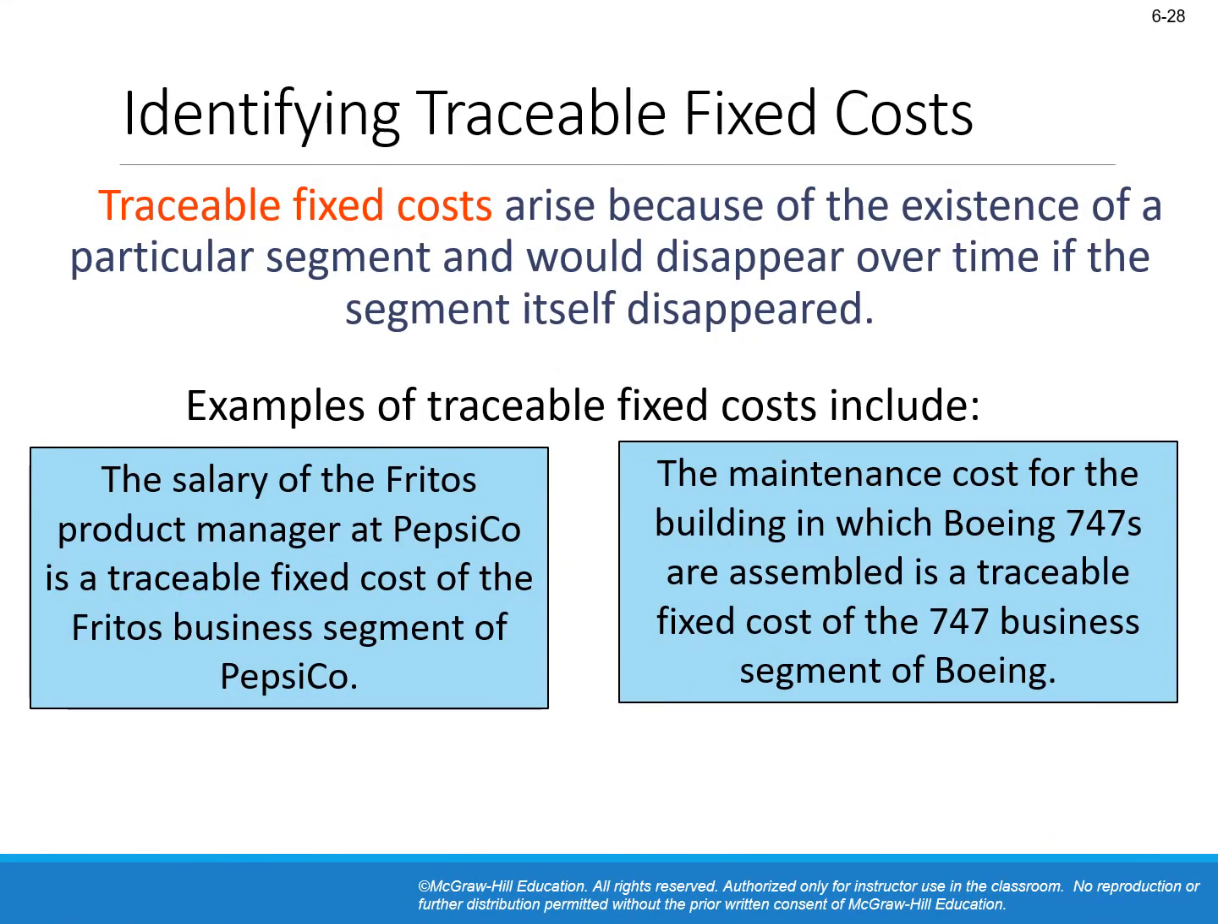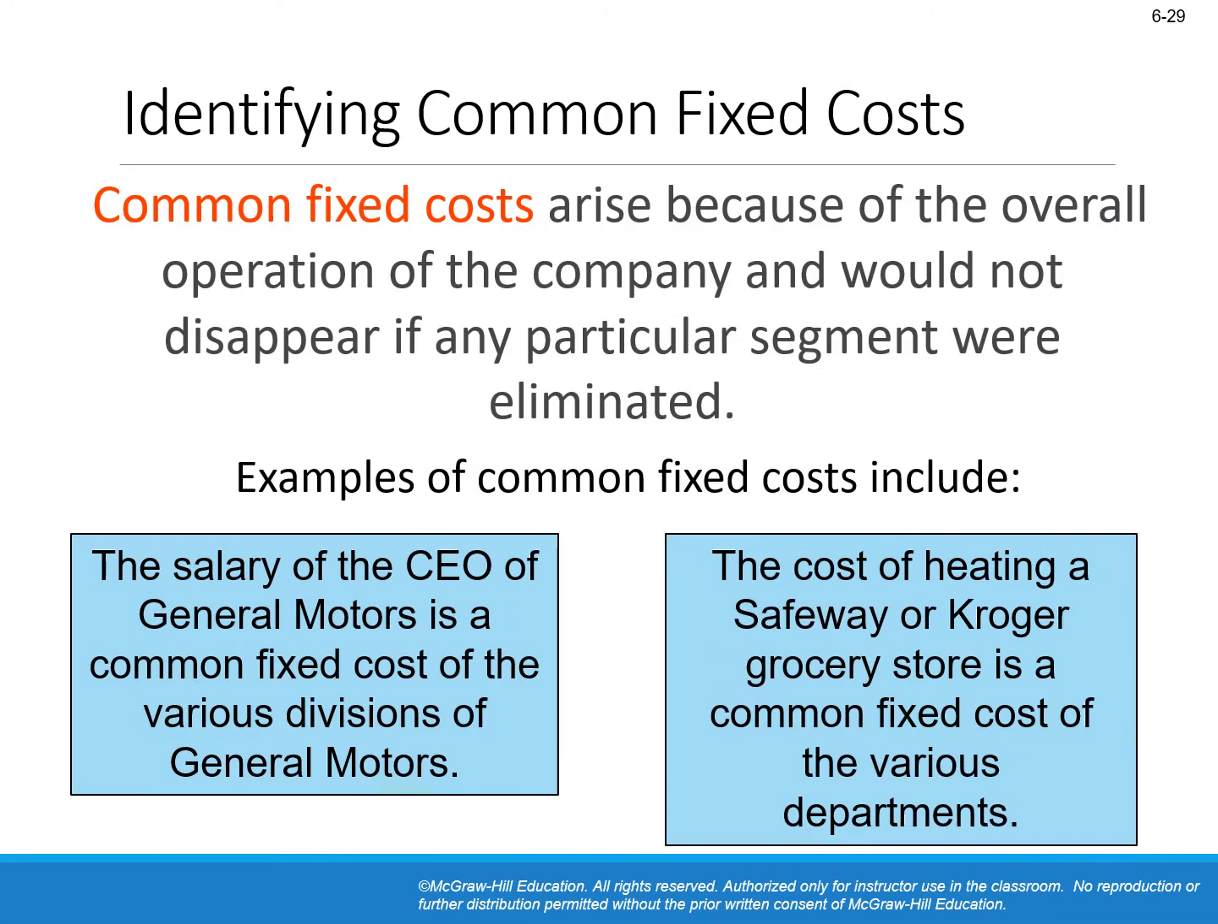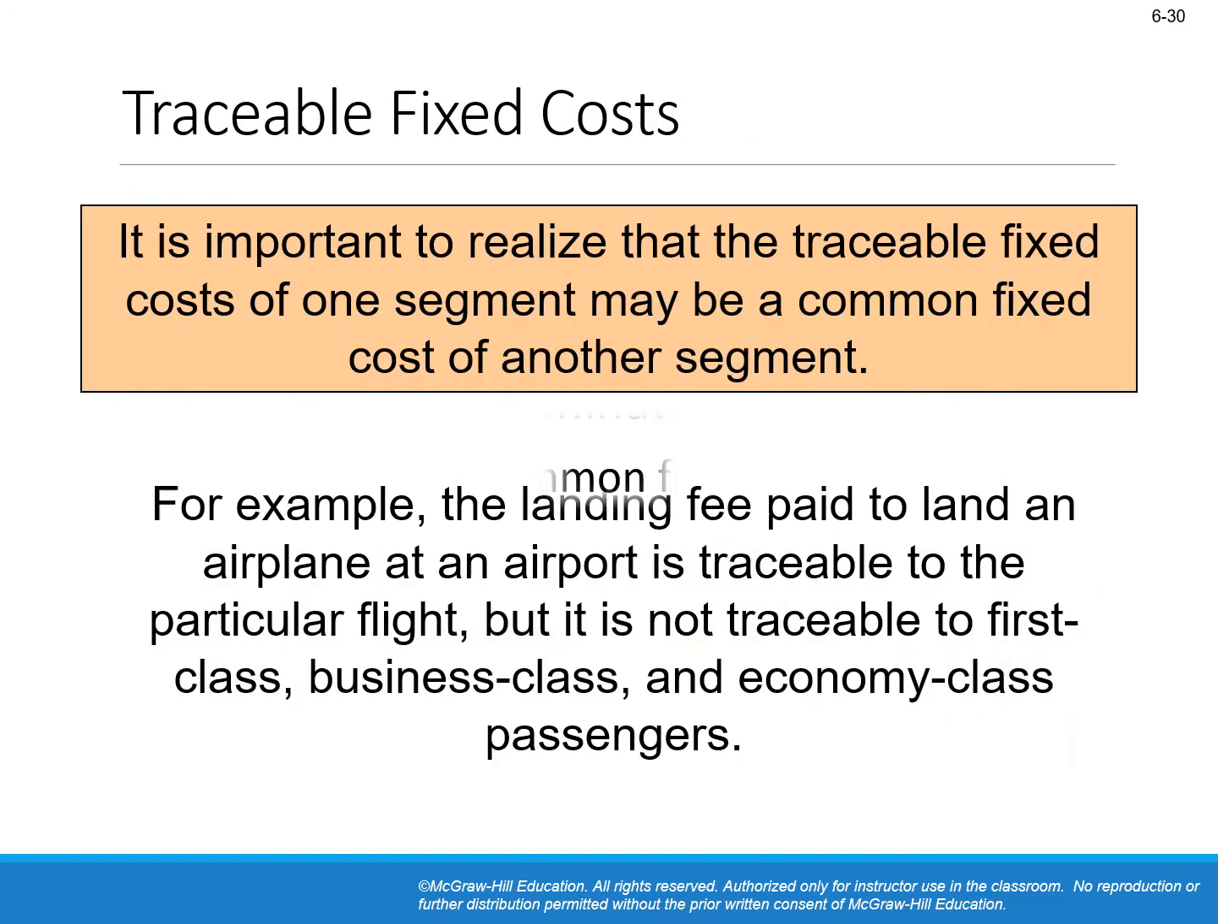Same applies here. Examples of traceable fixed costs, I spoke about that. And this is an example of common fixed costs. For example, the CEO of General Motors is a common fixed expense for all types of cars. So the production line of cars, production line of SUVs, of sport cars, and so on. This is a common fixed cost. Traceable, okay, so we gave a lot of examples on traceable.